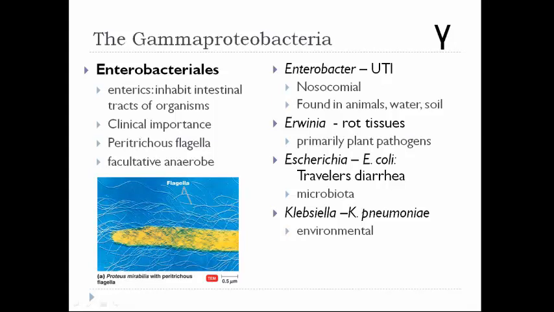Now here's Erwinia, and Erwinia is primarily a plant pathogen, and it actually can rot tissues. Next we have E. coli. E. coli is part of your microbiota, something that you already have. But if you go visit a foreign country, it's highly likely that they have an E. coli you've never seen before, and you'll end up with traveler's diarrhea.